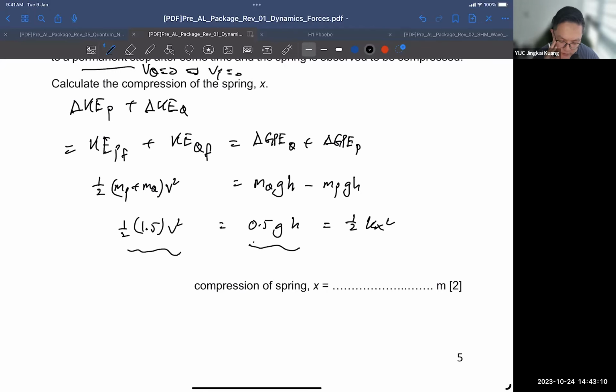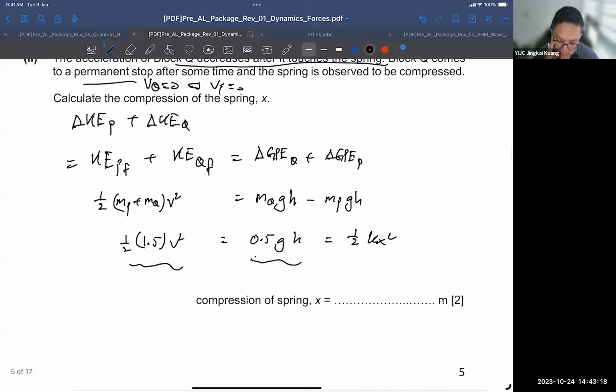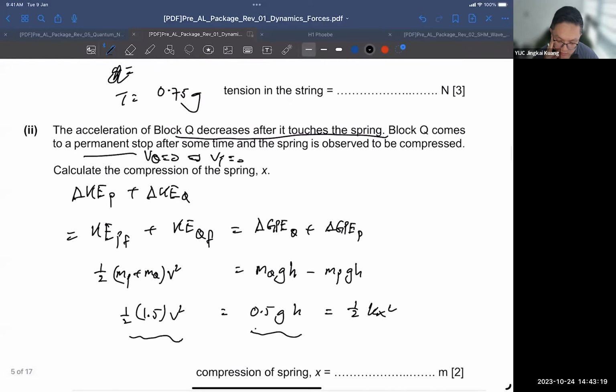Do I have enough information to solve? I don't know the height though. Did I miss out information? Okay, let me go look at the answer key.